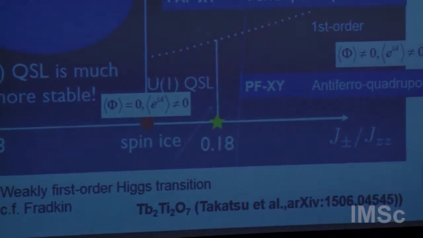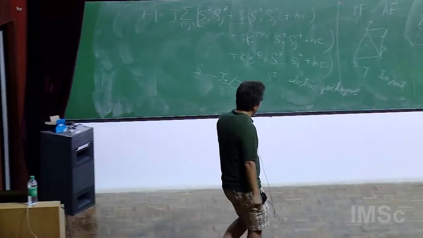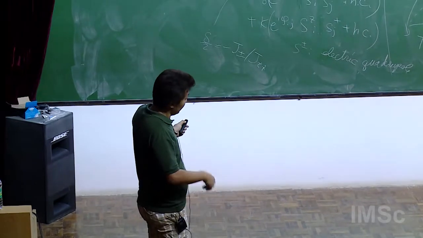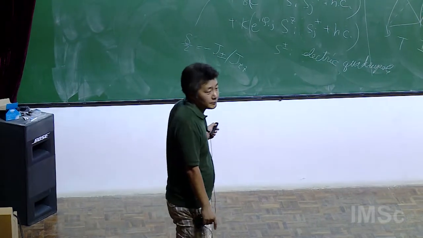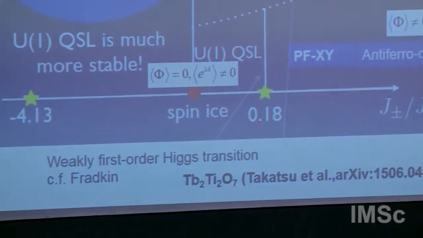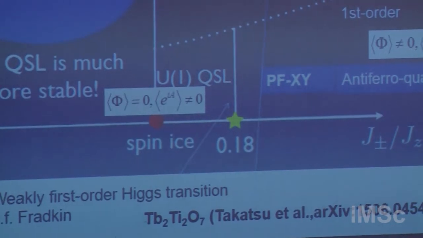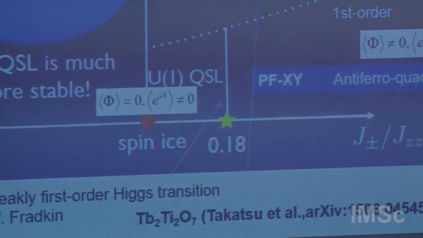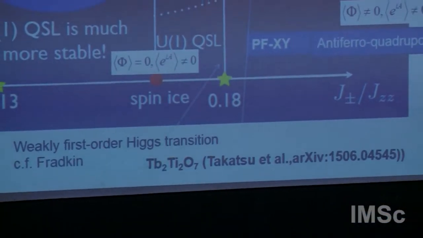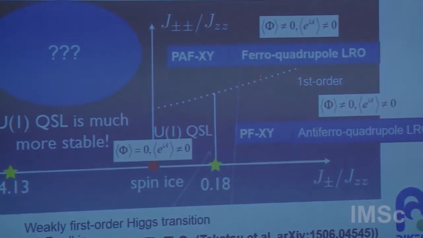So is the transition from a spin liquid to this PF XY a first order transition? Yes, in a strict sense it's first order, but if we just perform honest mean field calculations, you will not find first order, because it's only weakly first order. At the mean field level it looks second order, and you have to add fluctuations. Right, exactly. But this transition is already first order at the mean field level.